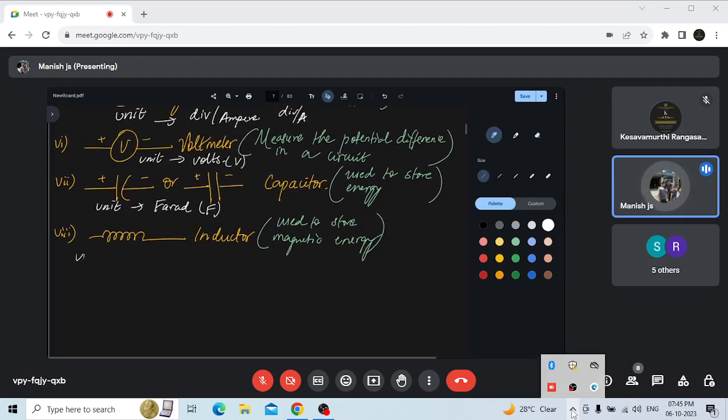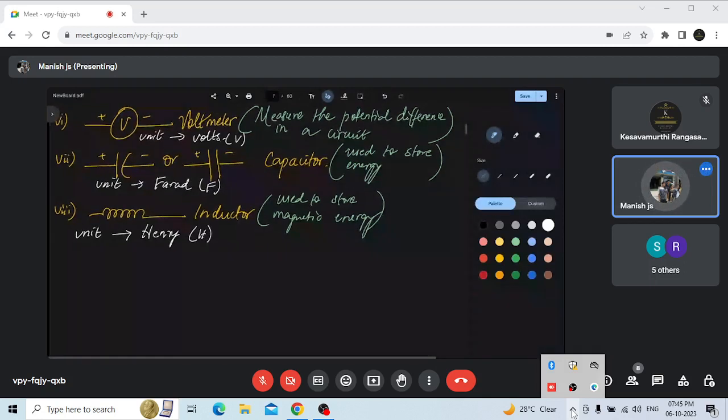And what about its unit, children? The unit of an inductor is called Henry, given by the capital letter H. Okay, Henry, we call it. Fine. The next one.